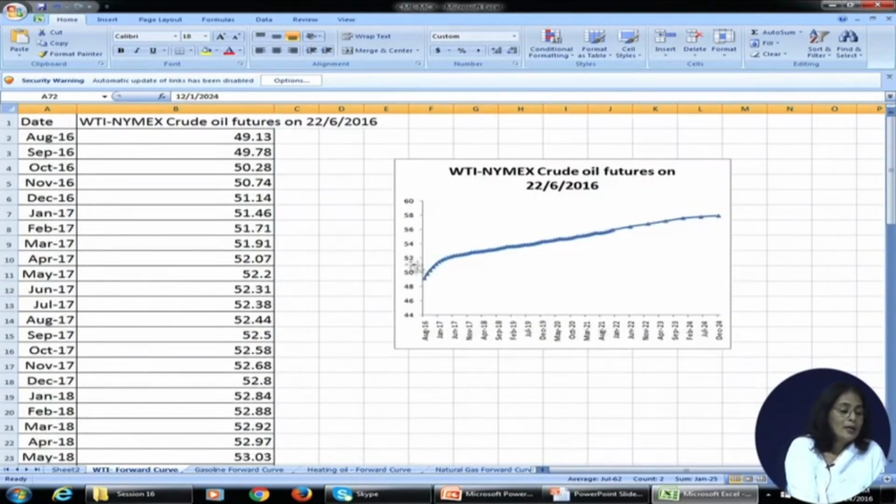And let's analyze this curve. If you can see, it is a contango curve. So the subsequent price, that is the far month future price, is higher than the near month future price. This is the observation based on the crude oil forward curve prevailing for WTI on 22nd June.